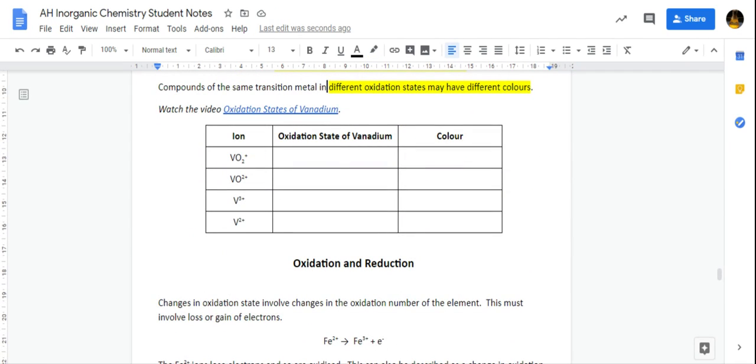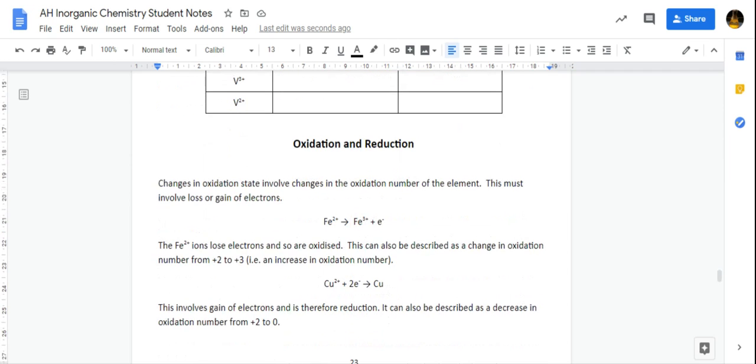Okay, if you watch the video, Oxidation States of Vanadium, you will see the different colors of these 4 oxidation states. You need to calculate the oxidation state that vanadium is in for each of those compounds in just the same way. For example, for VO2+, your oxidation state of vanadium plus 2 lots of oxygen will equal +1.